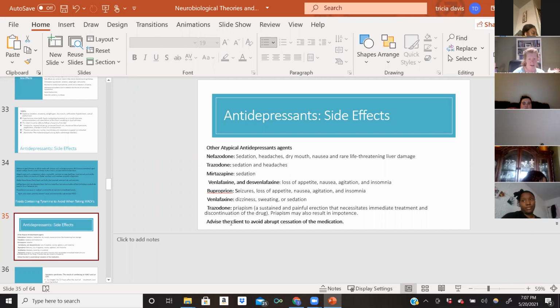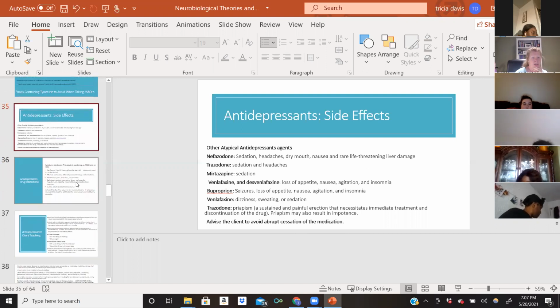So if you do have a male patient that's taking this and he says, no, I don't want to stop taking it, for the obvious reasons, well, you would have to educate them and say there are life-changing results that could come if you keep taking this medication. So they need a lot of education. And then, of course, you would want to advise the client to avoid abrupt cessation of the medication, especially without talking to a provider first.